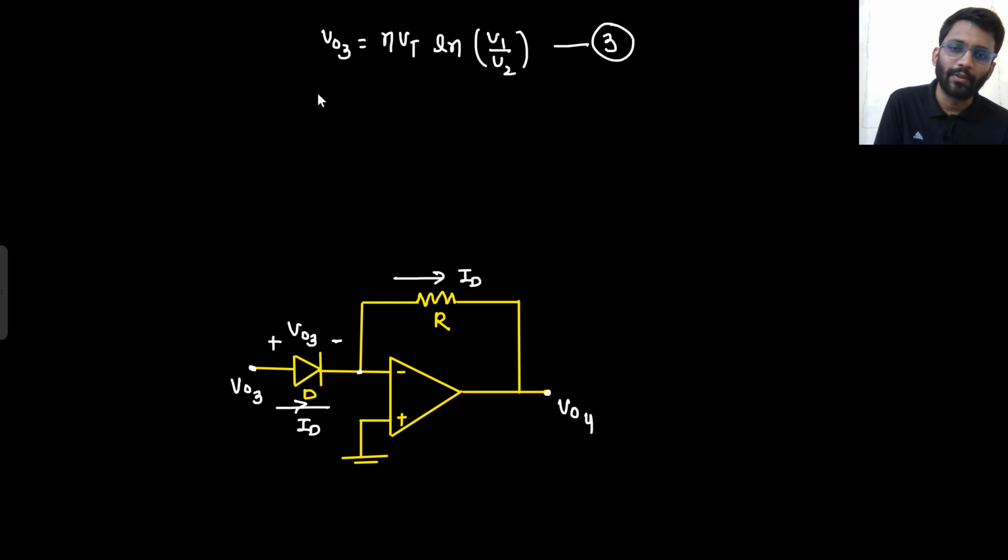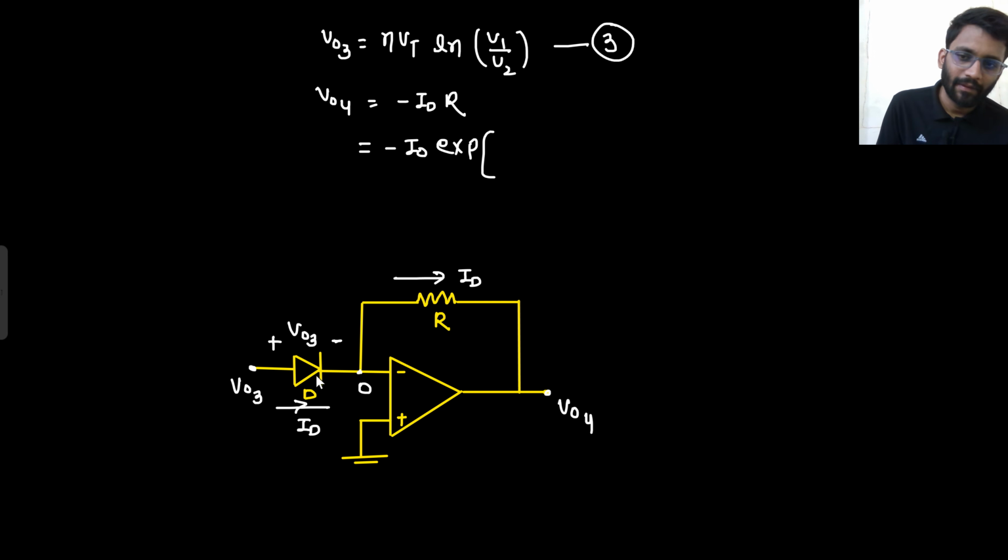So what will be your V04? V04 is minus ID into R. Say yes or no, this node will be 0 only, so it will be minus ID into R. So what will be the equation of ID? ID will be minus I naught exponential Vd. What is Vd for this diode? That is V03, V03 upon eta Vt. Say yes or no, right?